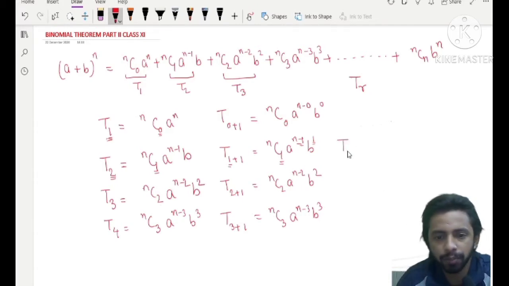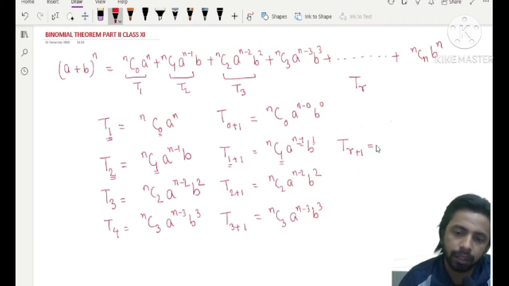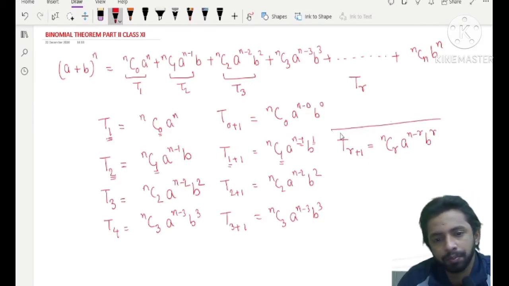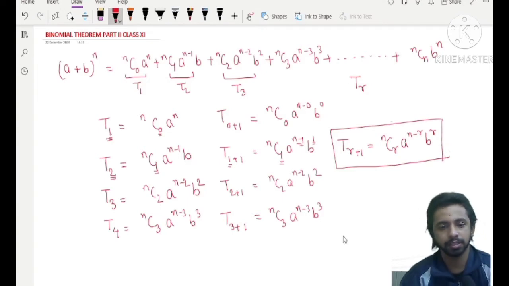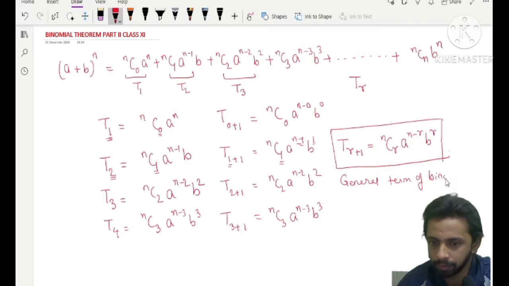So if you want to represent the r plus 1th term, then this can be done as nCr a to the power n minus r b to the power r. This is easy to understand. This is the general term of binomial expansion.